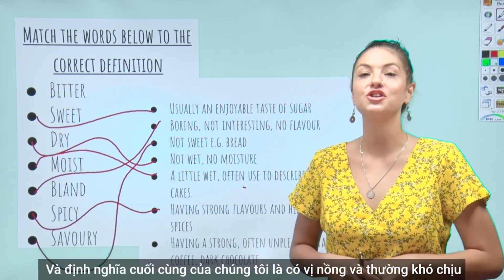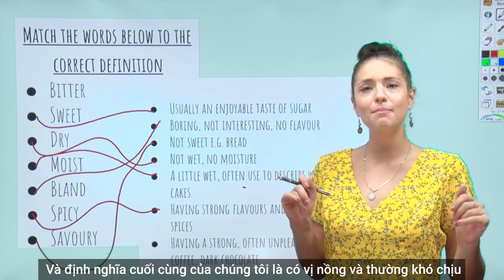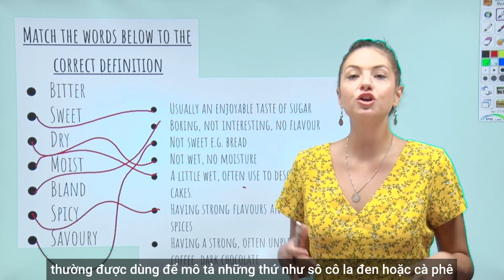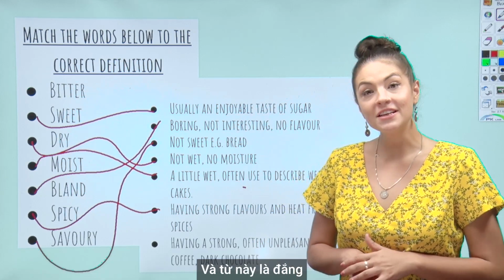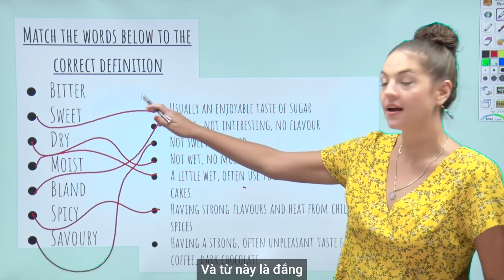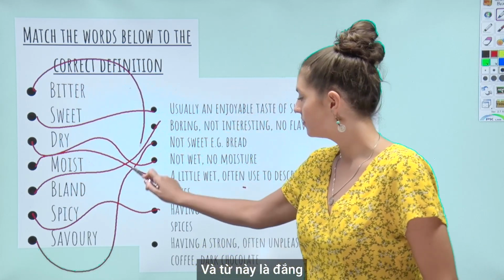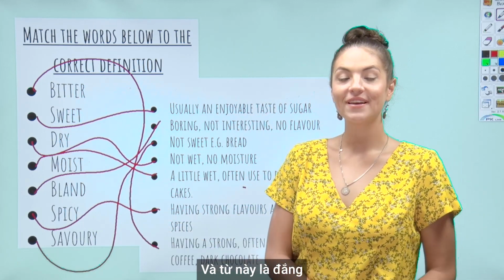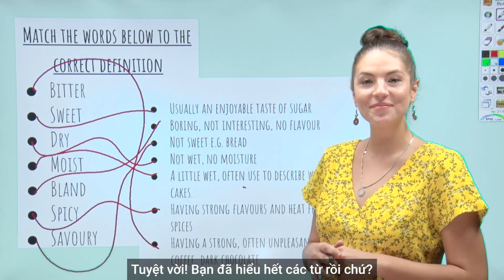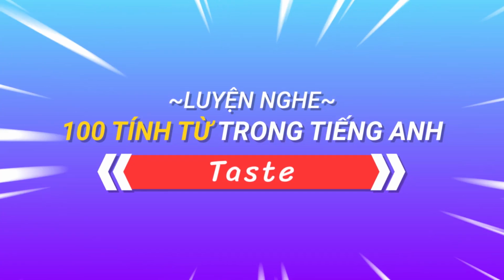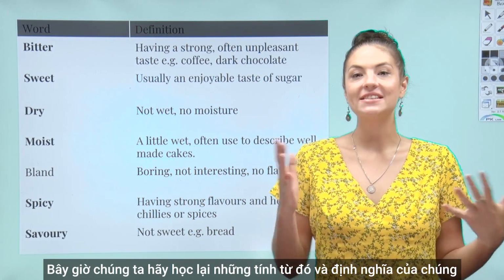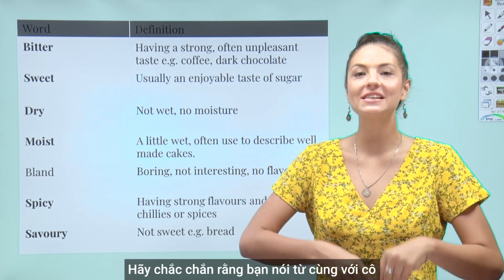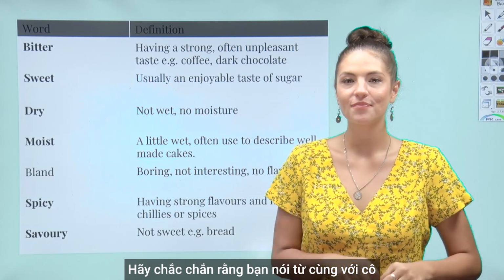And our last definition is having a strong, often unpleasant taste and is often used to describe things like dark chocolate or coffee. And this word is bitter. Fantastic! Did you get them all right? I hope so. Now let's run through those adjectives and their definitions again. Make sure you say the words along with me.